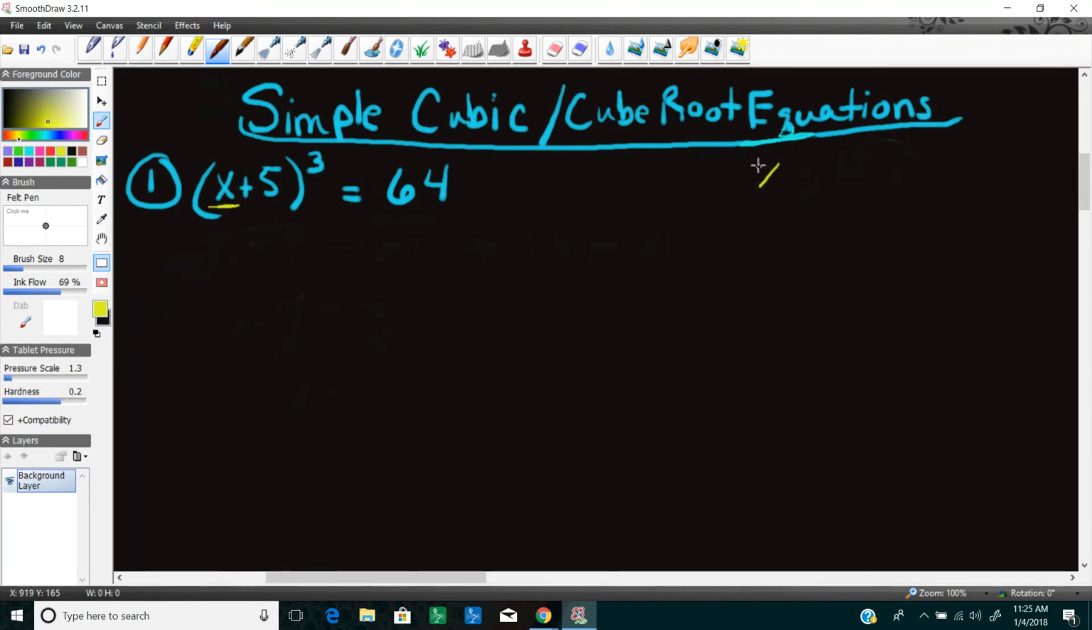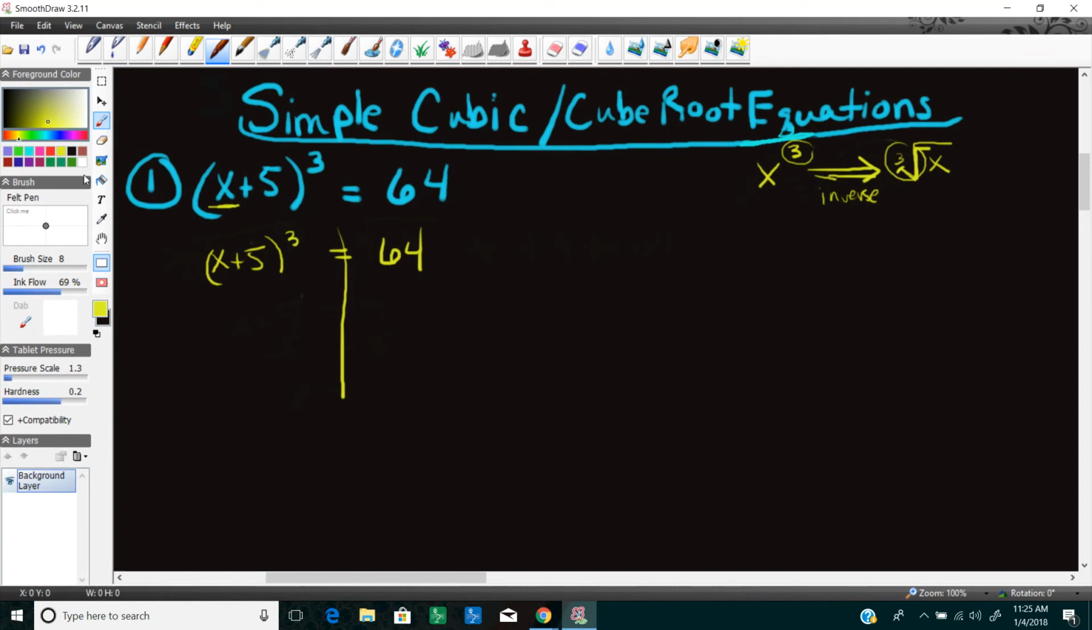Really quick side note, remember that the inverse of x cubed, which is our cubic, is the cube root of x, because these two kind of cancel each other out. And that's with the cube root there. So let's go ahead and try this one. We have x plus 5 cubed is equal to 64, and I'm going to go ahead and solve this.